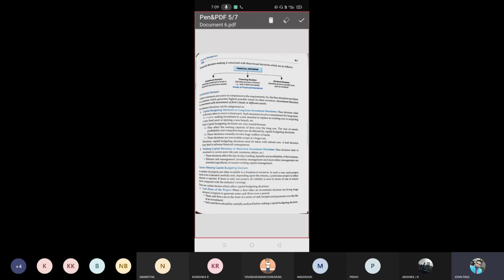Okay, so working capital is the day-to-day activities, the day-to-day work that we are doing. If we have poor cash management, money management, and so on, when we are weak in that, it will affect our business.